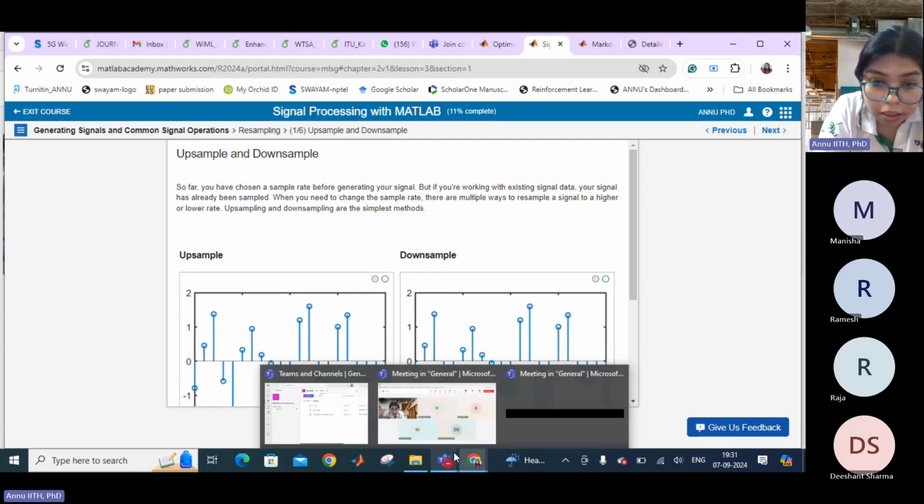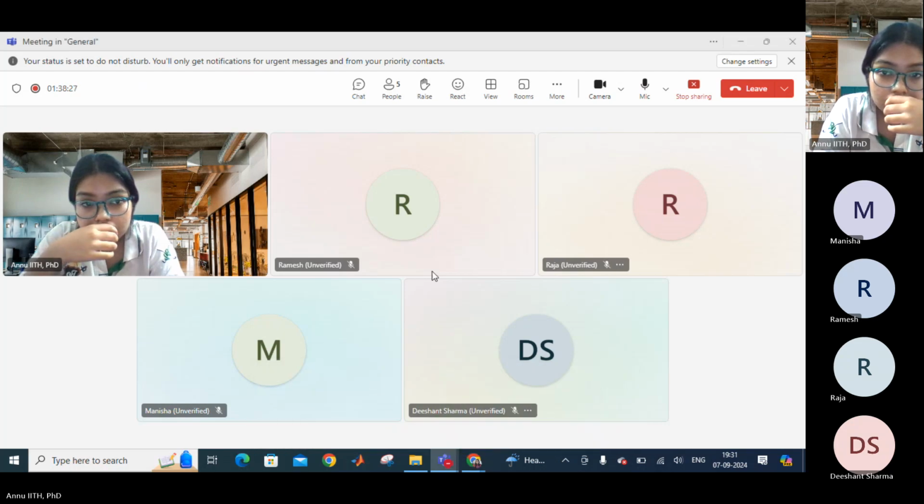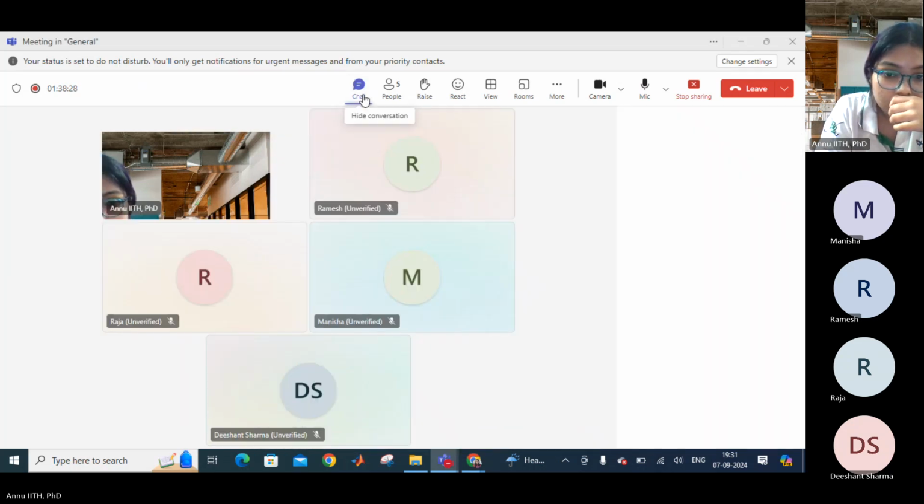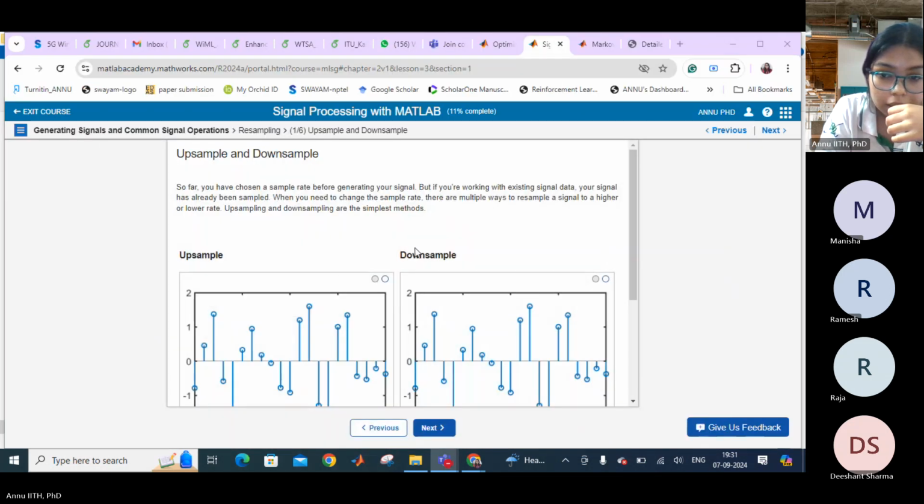Any doubts? Okay. So when we were generating the signal, we already had a sample rate. So how to do upsample and downsample? Because we want some signals to be used so far.